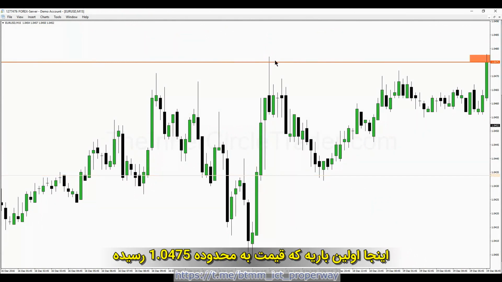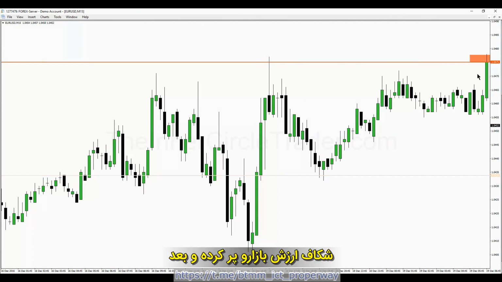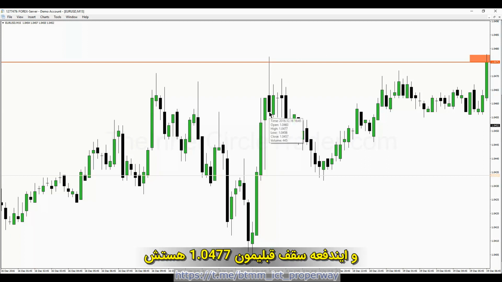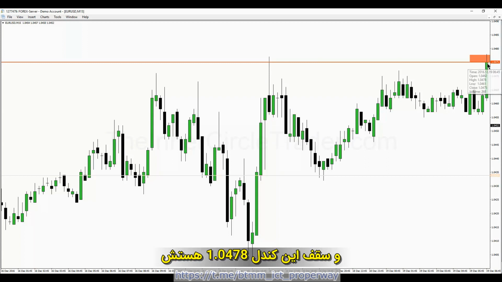Here's the first time it trades up into that 104.75 level, closing that fair value gap. And then here's the second time it trades up into it, running out the previous high. The previous high this time was at 104.77. This candle's high comes in at 104.78. So it trades to it just by 1 pip. Now watch the difference here.